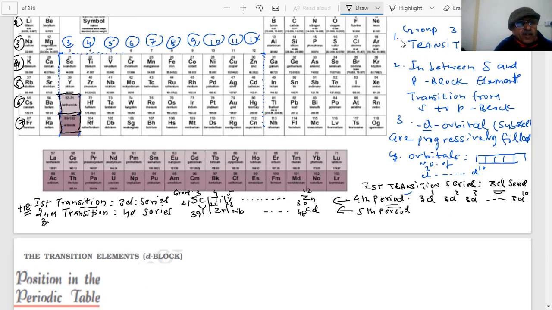Now we are coming to the third transition series. Third will be the 5d series. In 5d, the outermost shell will be 6s2, the 6s shell. So that will be the sixth period.